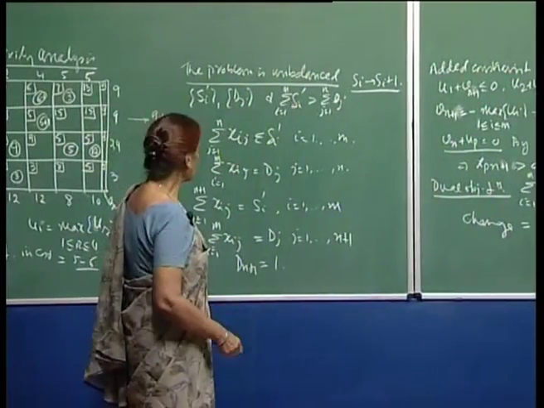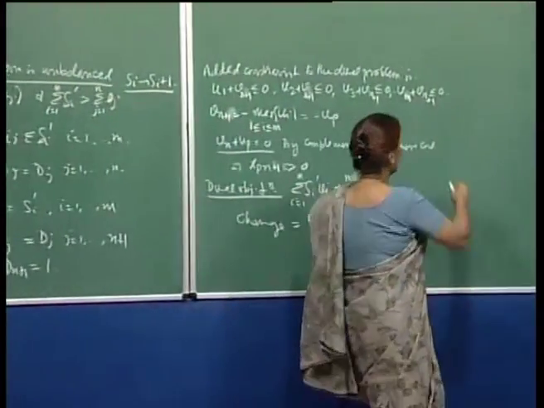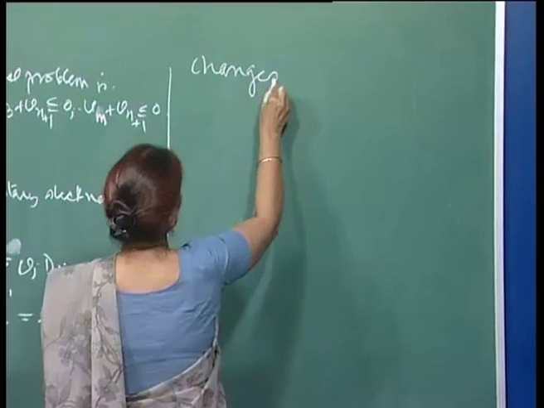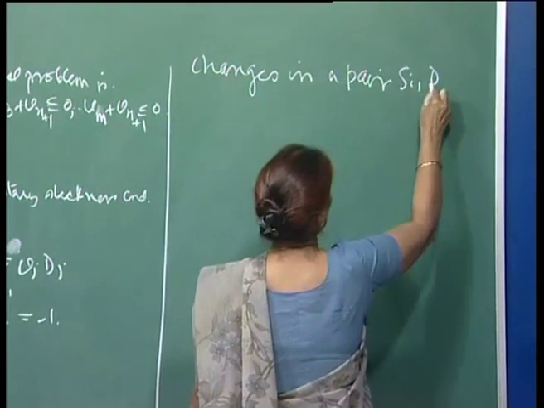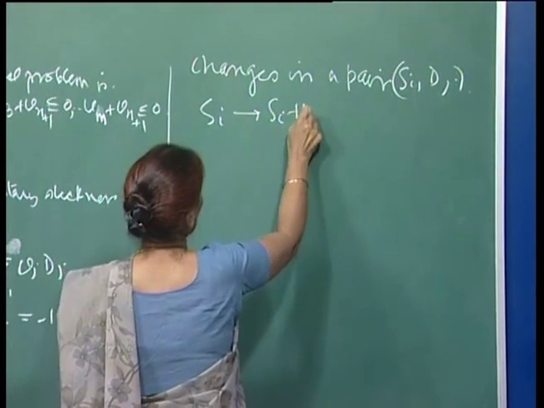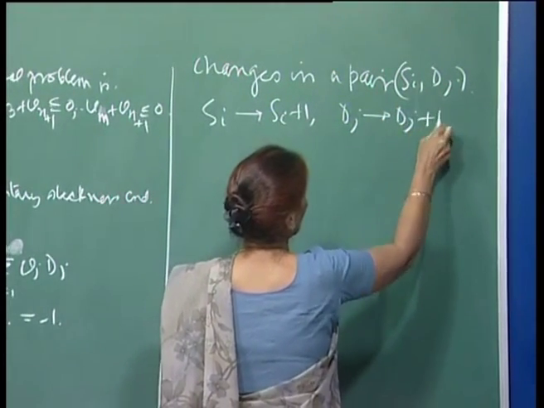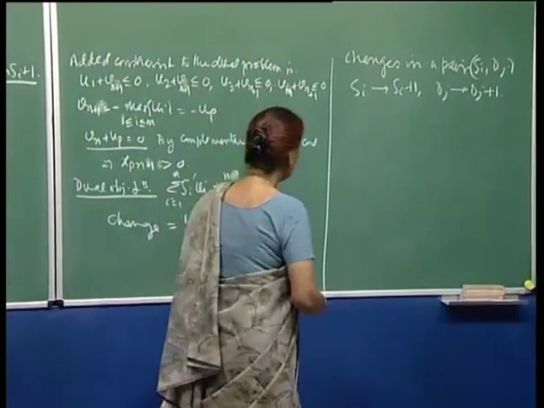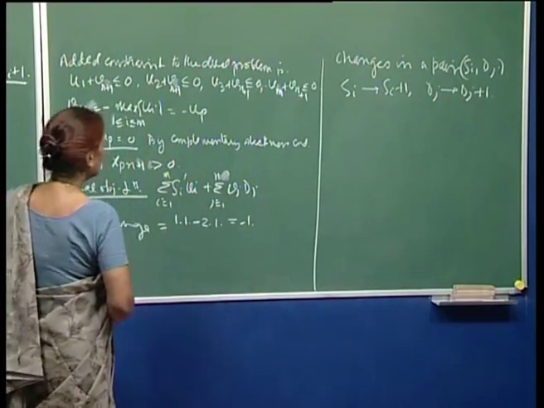So, the next topic I want to look at is changes in a pair S_i, d_j. That means a particular S_i goes to S_i plus 1 and d_j goes to d_j plus 1. Now the problem remains balanced, and it is just a question of adapting the current solution to the changed supply and demand.